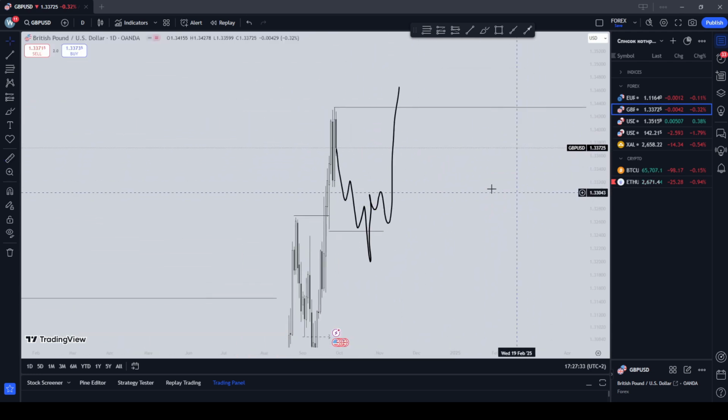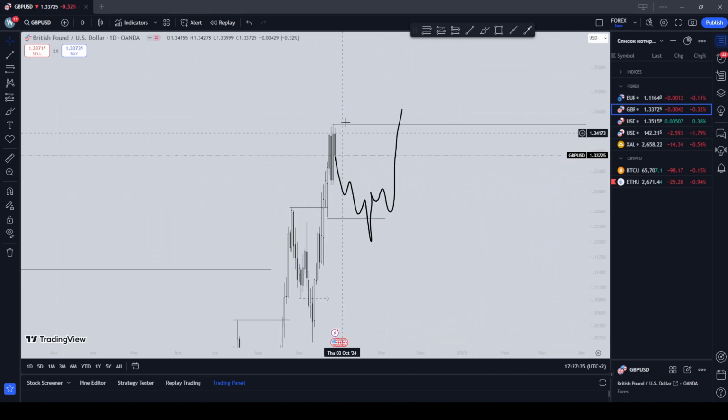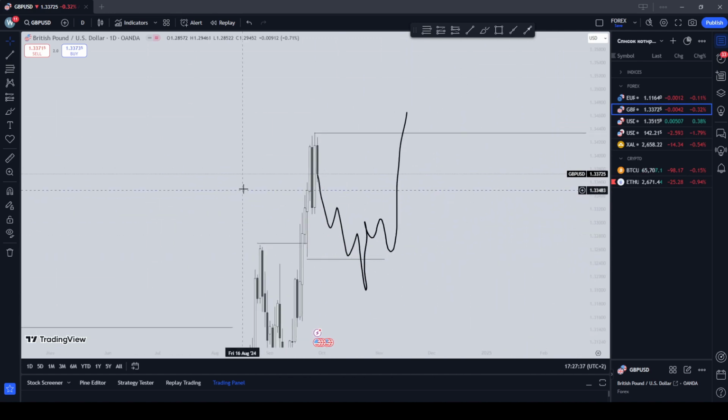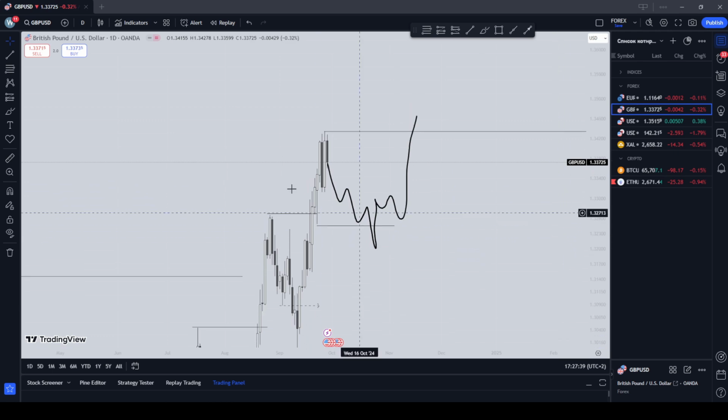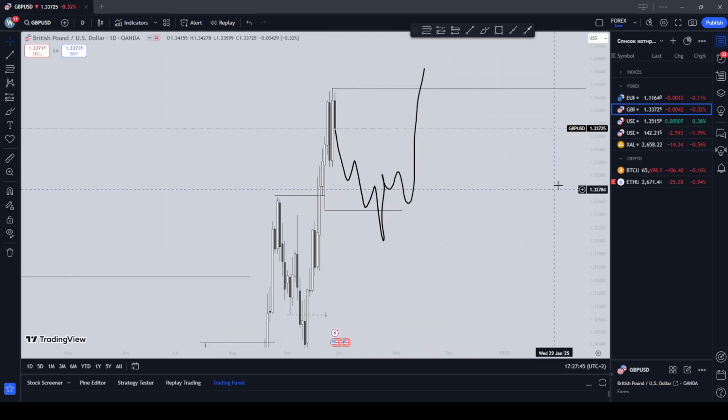If Monday shows me enough information, of course, I will aim for the previous week high. But if I don't see anything interesting, I will wait for my scenario, a correction to this liquidity and continuation of the long.